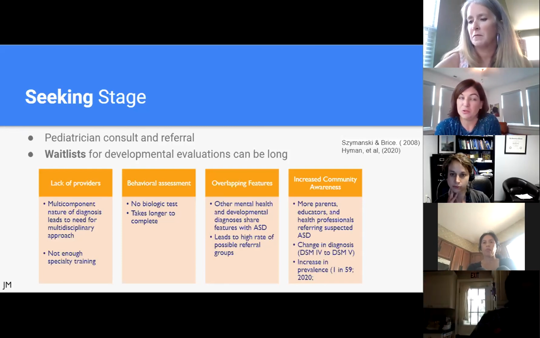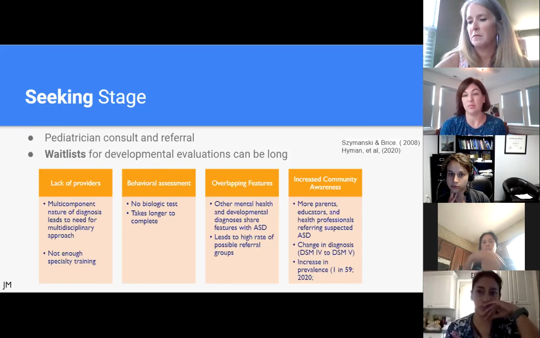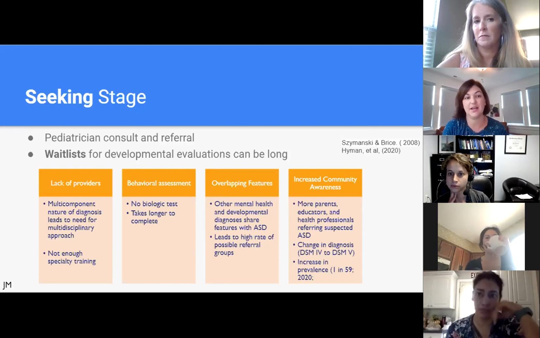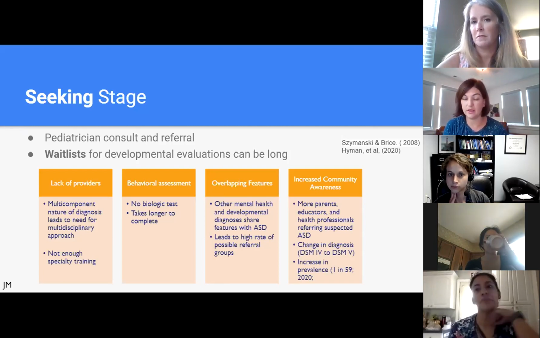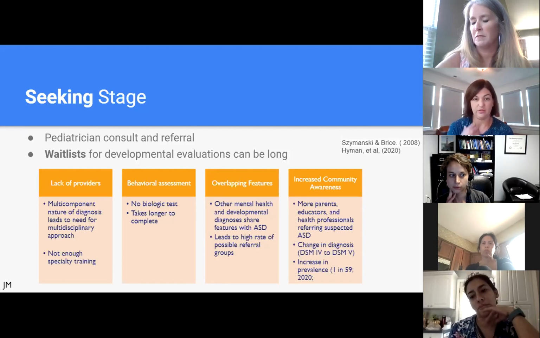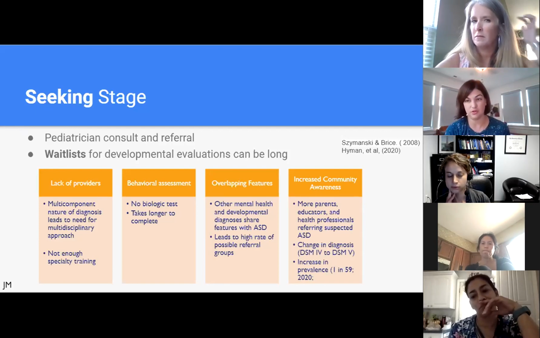It's also a behavioral assessment. So there's no blood work to be drawn or a one quick screening test. So it takes a long time to complete, as we'll go through when we discuss the actual in-person evaluation. And then we've also talked about the overlapping features. So we have to be very thorough and make sure that we're really understanding what's happening in a child's development.